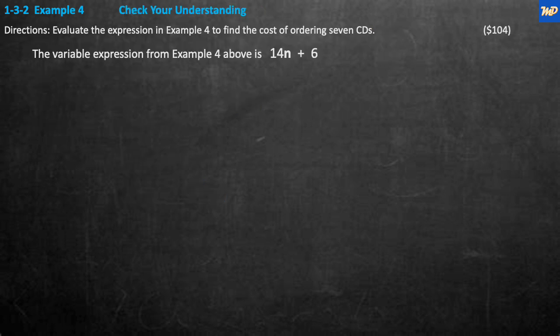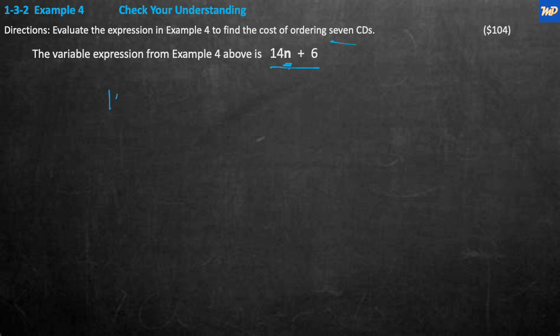So, okay, here's our example 4. Check your understanding. Directions. Evaluate the expression in example 4, which is the one above, to find the cost of ordering 7 CDs instead of 4 like we did in the last one. So what was the variable expression from the last slide? It was right here, 14n plus 6. So here's our n value, and we're going to replace the number of CDs with 7.